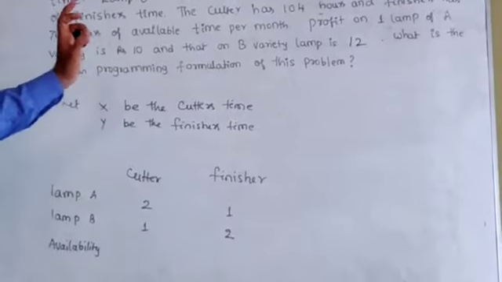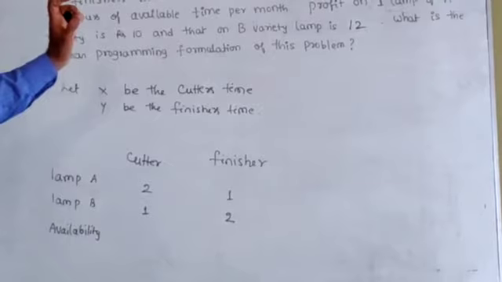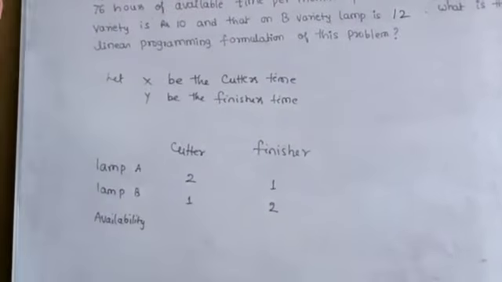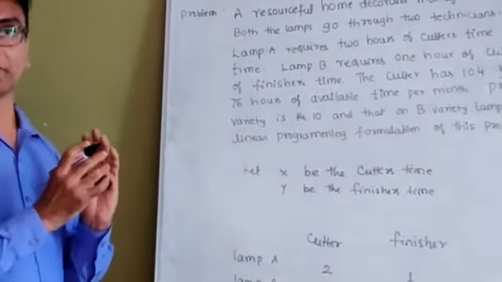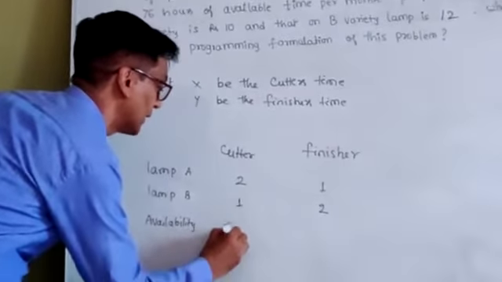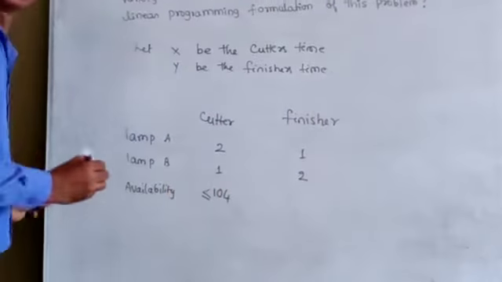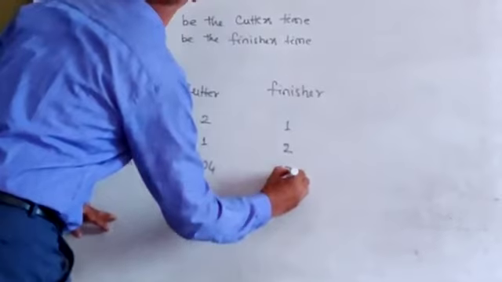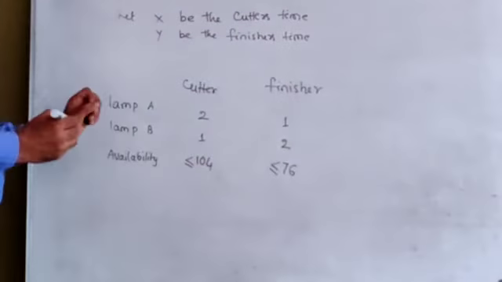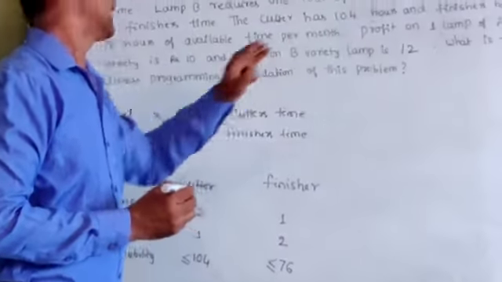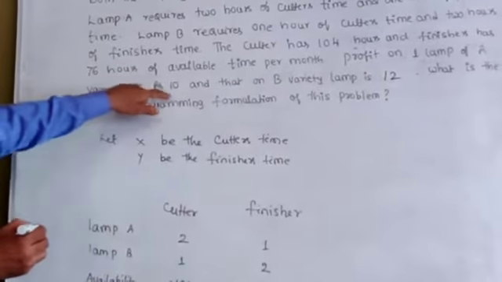So this is an inequality restriction, that is, an inequality constraint. It is restricting the available time for both cutter and finisher. So therefore, cutter time is less than or equal to 104 and finisher's time is less than or equal to 76. Now, the next thing is, the profit on lamp A variety is ₹10.